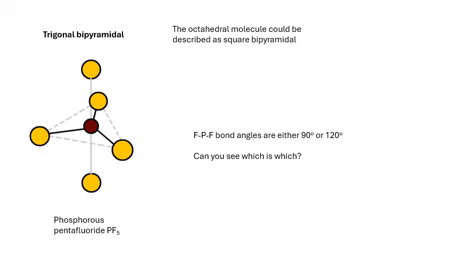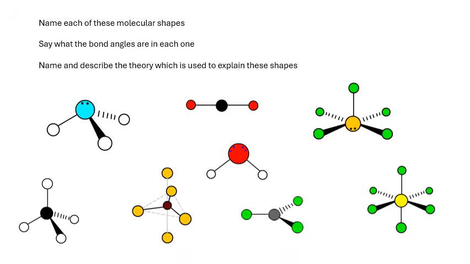This is trigonal bipyramidal. The angles, the FPF bond angles, are either 90 degrees or 120 degrees. And maybe if you understand my diagram, you can figure out which of the angles are 120 and which of the angles are 90. Hopefully it'll be obvious. And that's that. Those are the ones we need to know.